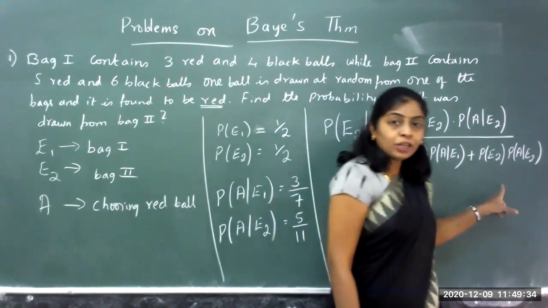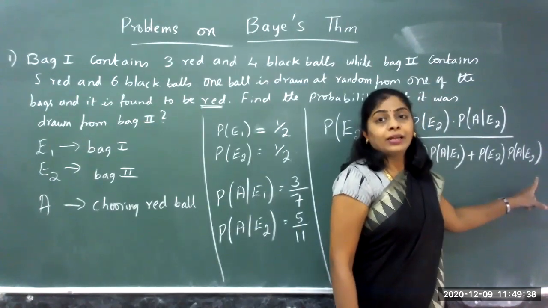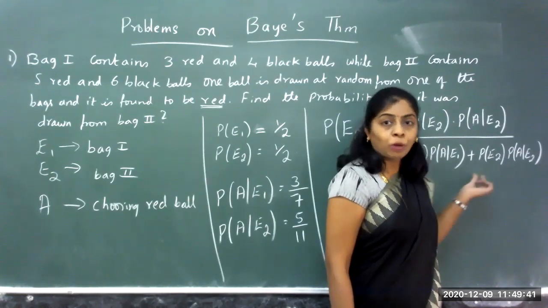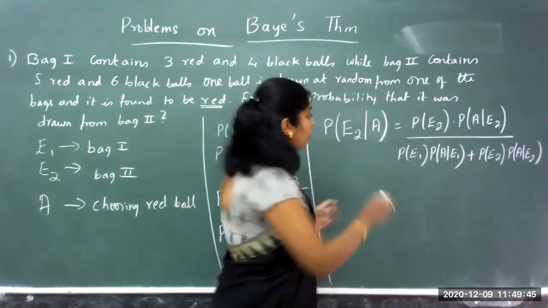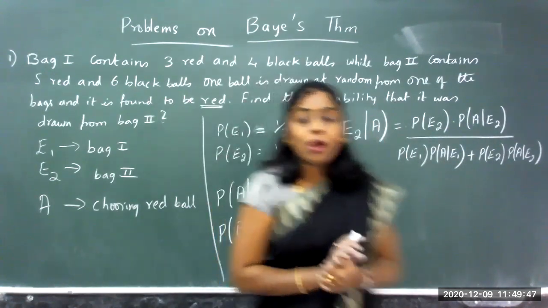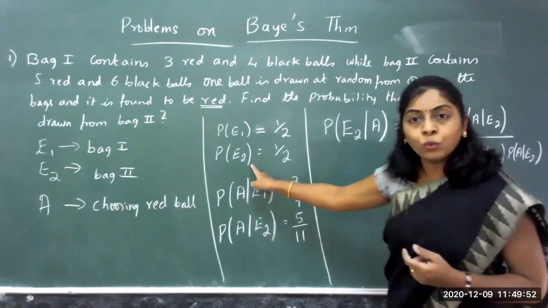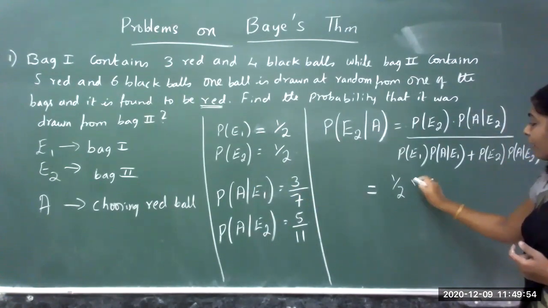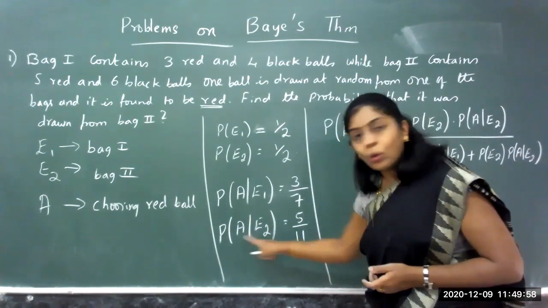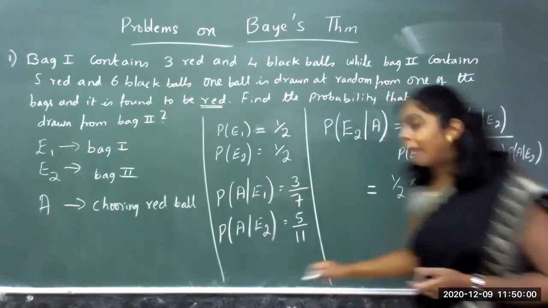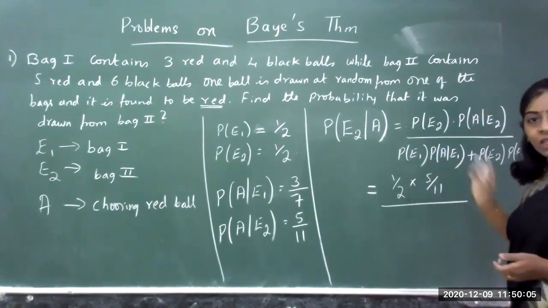Plus probability of E2, the additional probability of choosing the red ball from the bag. Probability of E2 into probability of choosing the red ball from the bag. Now let me substitute the values. All the values for this have already been in the data. Probability of E2, I know it is half, into probability of choosing a red ball from bag 2. Probability of choosing a red ball from bag 2 is 1 by 4, divided by the summation.